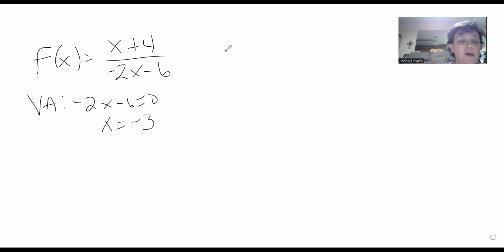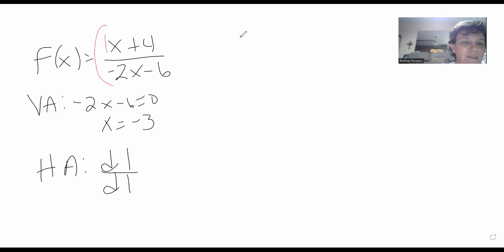And then let's do the horizontal asymptote. Okay, the degree of the top is 1. The degree of the bottom is also 1. Hey, they're the same. This is the one that said it's the ratio. Okay, so I'm going to put a 1 there. That means it's the coefficients. So that means that y equals negative 1/2 is my horizontal asymptote.